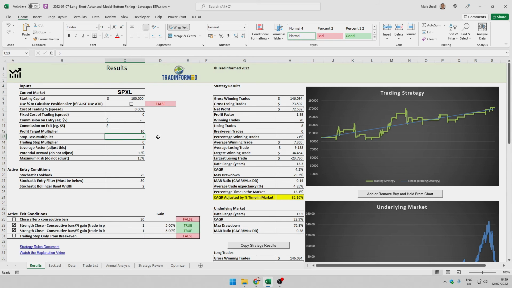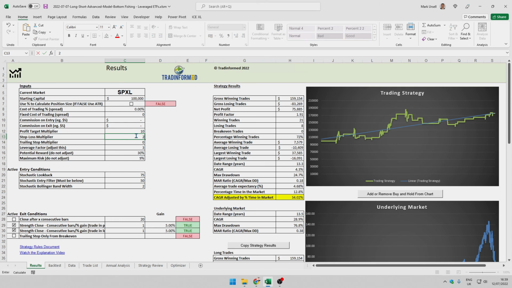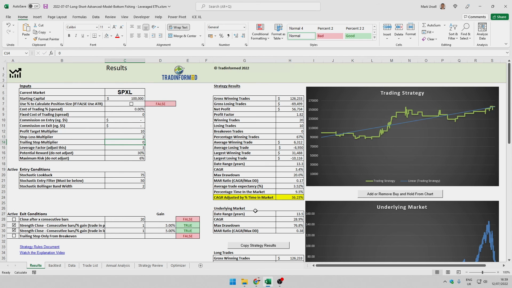We can reduce our risk in other ways as well. We can tighten up the stop loss. You can see here, we can get this here, so you get the appropriate levels of risk that you want to accept.